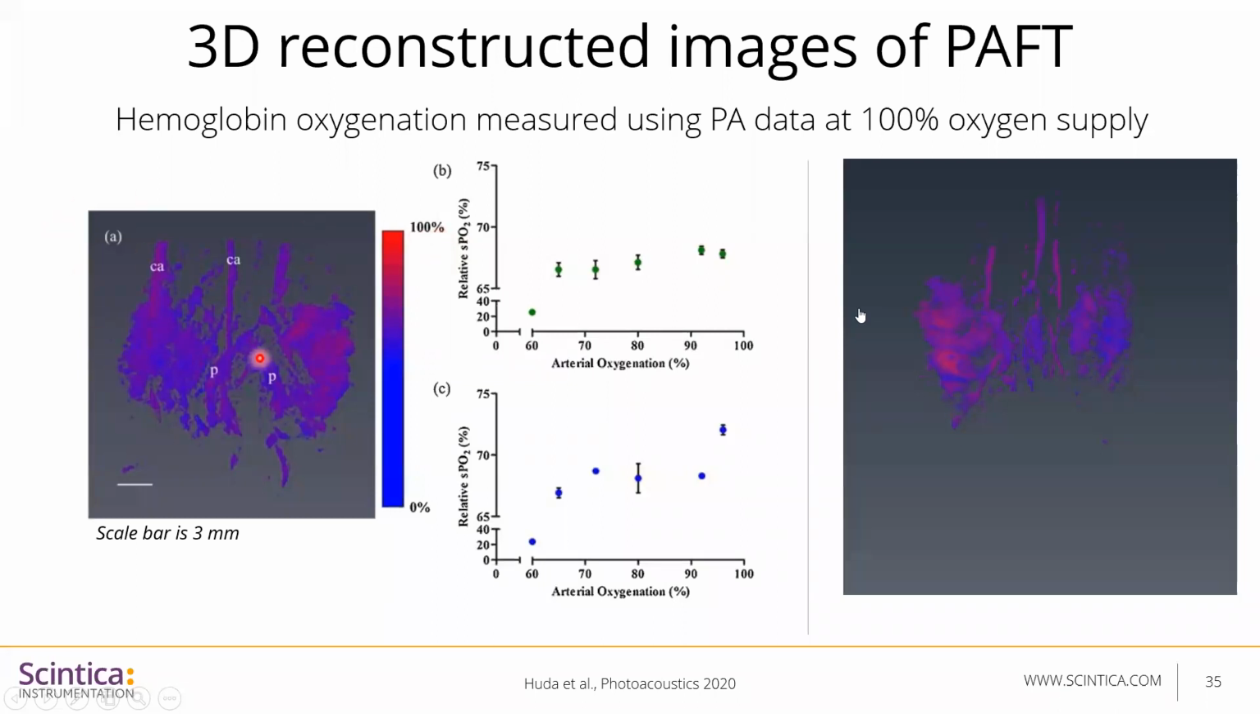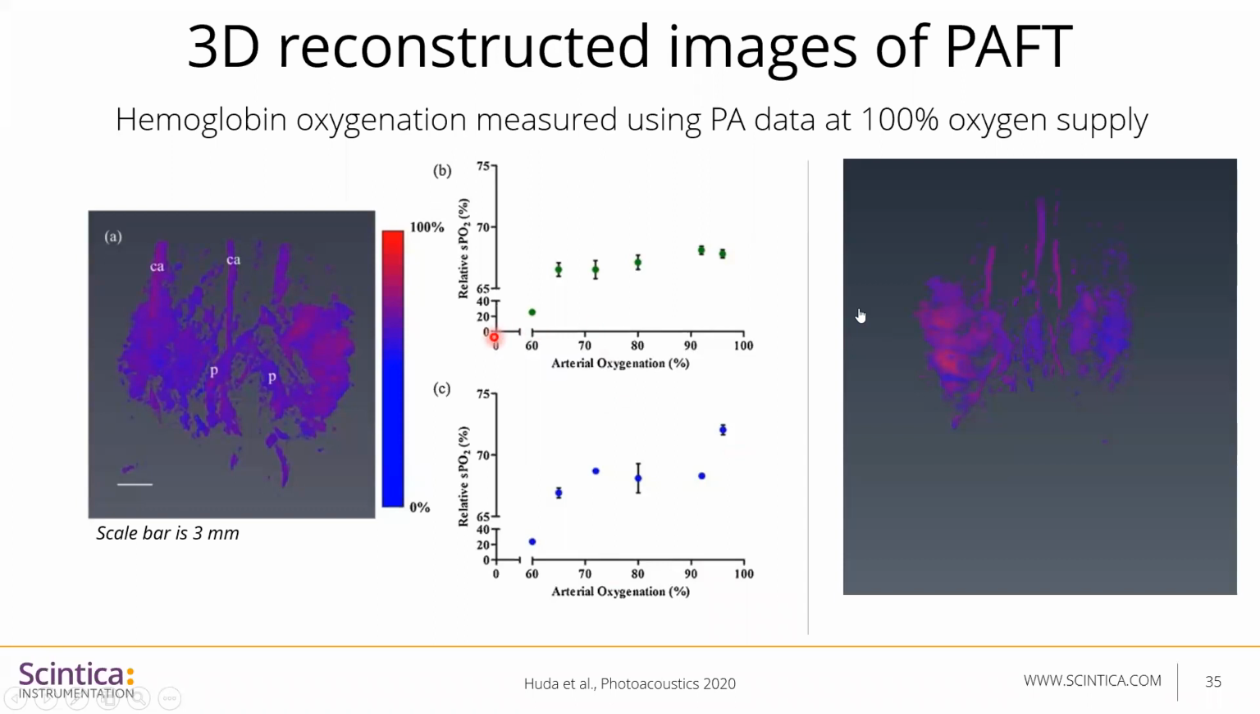So as you can see here, this is the placenta and CA is the carotid artery. So the researchers looked at the level of oxygenation in the carotid artery as well as in the placenta. Figure B and figure C are the relative SpO2 or oxygen saturation. The top panel here is the oxygen saturation in the placenta and the bottom here is the oxygen saturation inside the carotid artery.